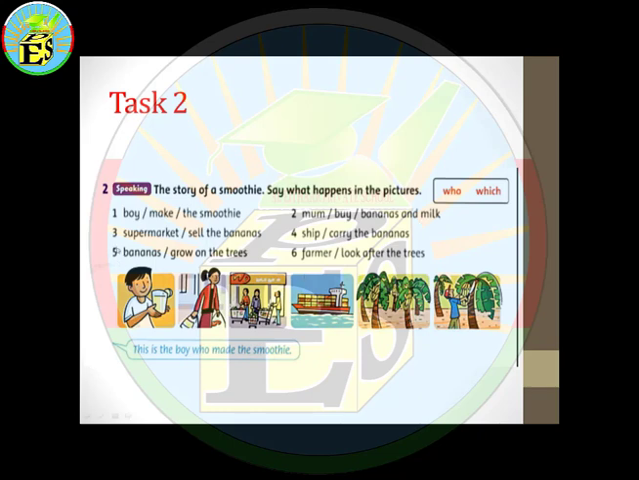Picture number 3, the words that we have are supermarket, sell, the bananas. So we will say, this is the supermarket which. The supermarket is a thing. We use which with things and animals. So this is the supermarket which sold the bananas. Number 4, we have a picture of a ship. This is the ship which carried the bananas.